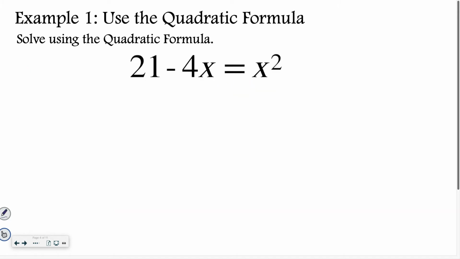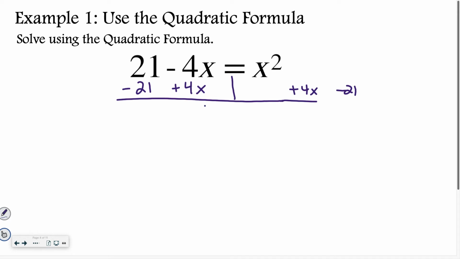So I have 21 minus 4x equals x squared. Again, I need everything to be with my x squared and have it equal to 0. So I'm going to subtract 21 from both sides, and I'm going to add 4x to both sides because I like to leave my x squareds where they are. So I have 0 equals x squared plus 4x minus 21. So my a value, a equals a positive 1, b equals 4, and c equals negative 21. Now you might be asking, is a always equal to 1? No, you're going to do examples where a does not equal 1, I promise.